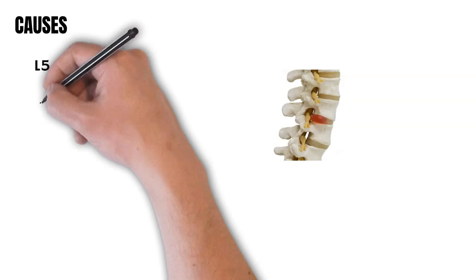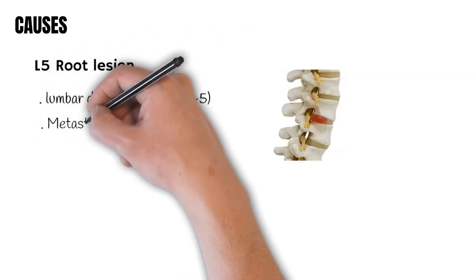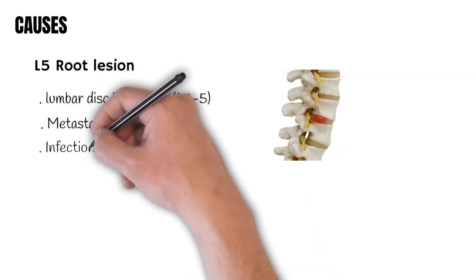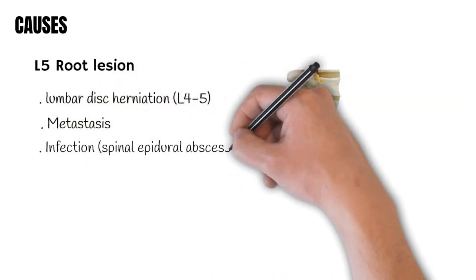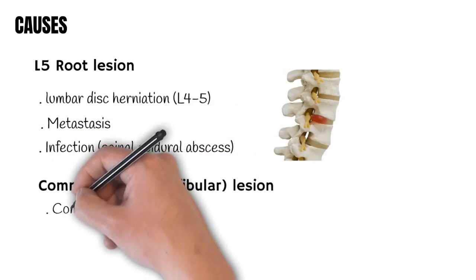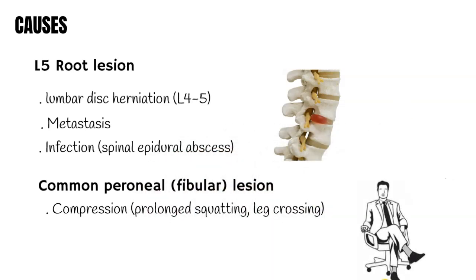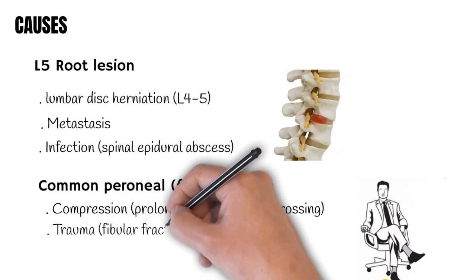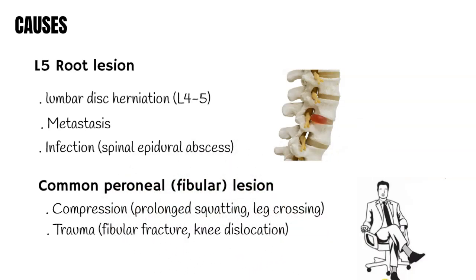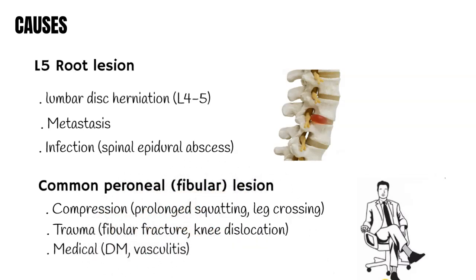Now let's talk about the main causes of the two pathologies. For L5 root lesions, we have lumbar disc herniation at the L4, L5 level. Also, it could be a metastasis or infection like spinal epidural abscess. While the common peroneal or fibular nerve lesion can result from compression due to prolonged squatting or leg crossing, trauma like in fibular bone fracture or knee dislocation, and it could result from various medical conditions like diabetes and vasculitis.